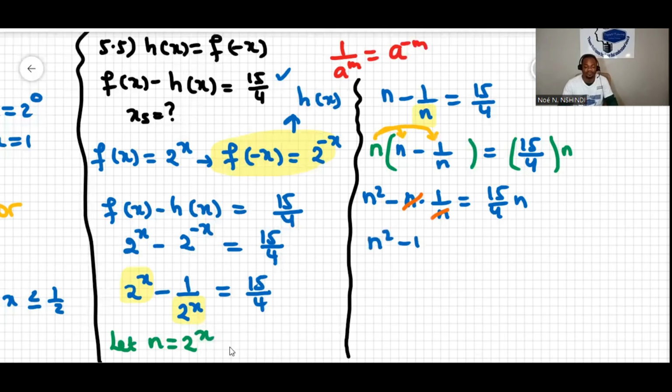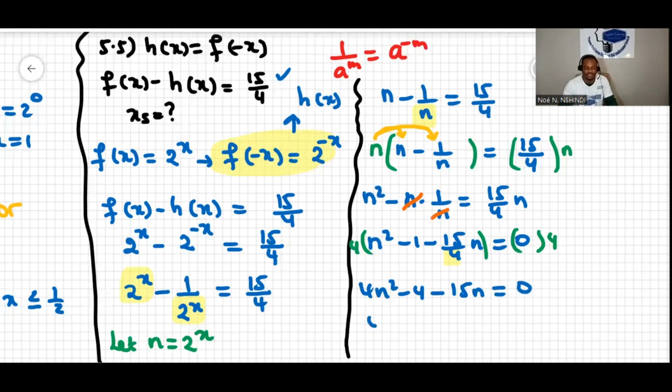If I move the 15, negative 15 over 4, n here equal to 0. Okay, so I don't want the denominator. I don't like to work with the denominator, so I can get rid of it. If I multiply the whole equation by 4, this time I multiply everything by 4 again, and then this will become 4n squared minus 4 minus 15n equal to 0.